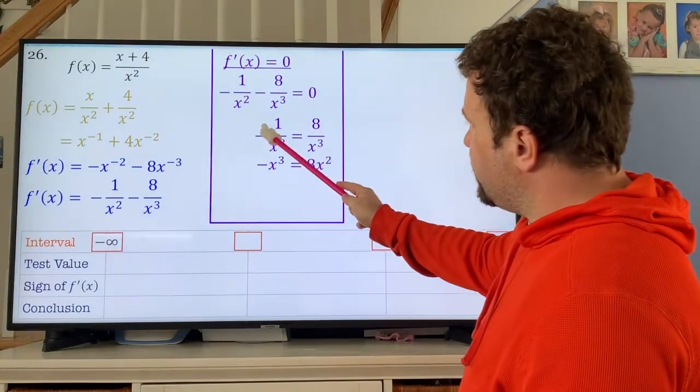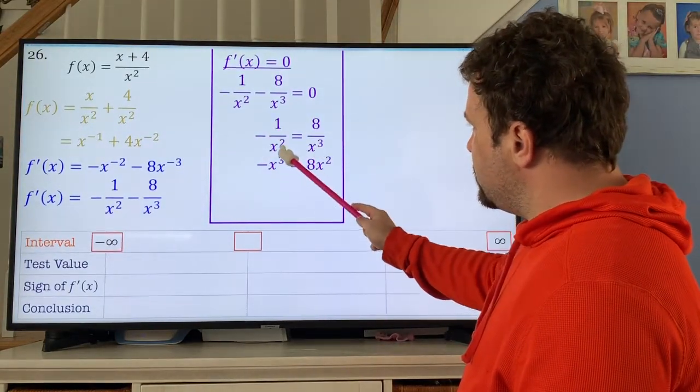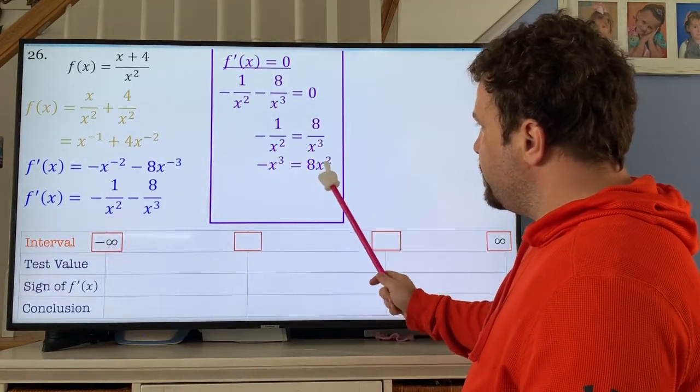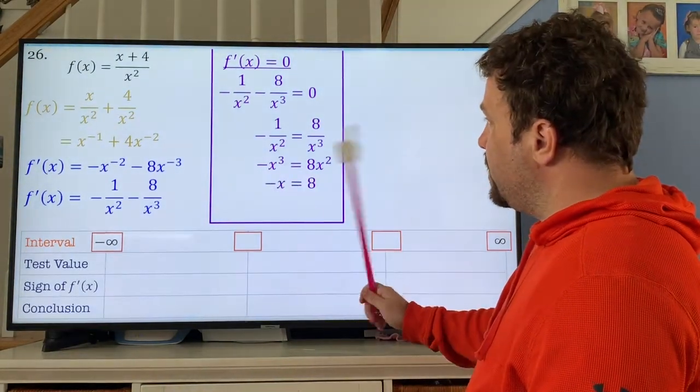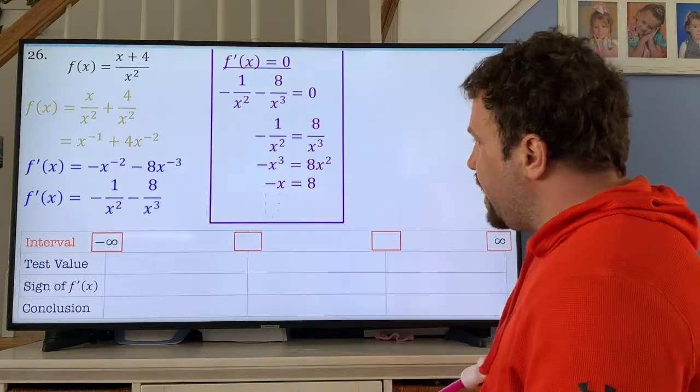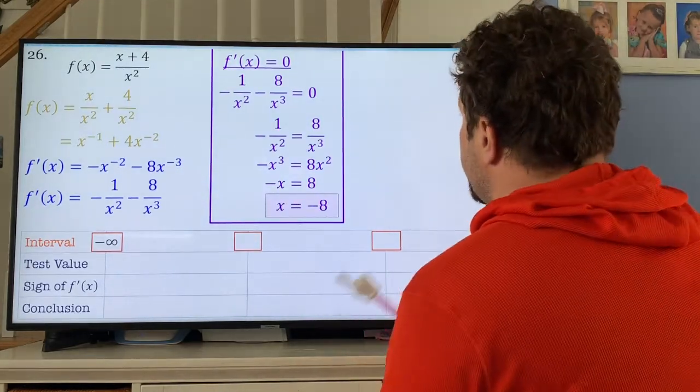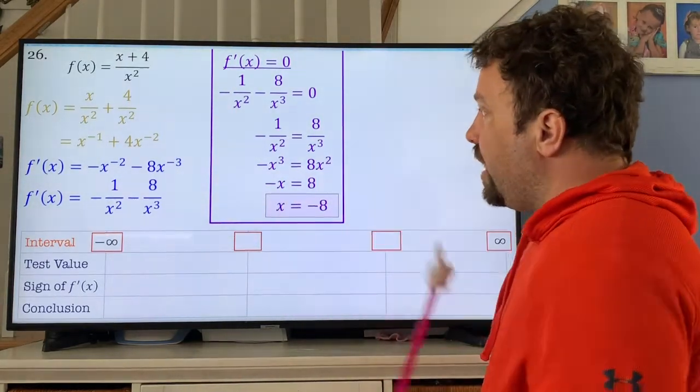All right, and multiply every time by x squared. All we did here is cross multiply. 1 times x cubed times 8. Divide both sides by x squared. You get negative x equals 8 and x equals negative 8. If you want to check your answers, you can plug them in and you'd actually get 0.